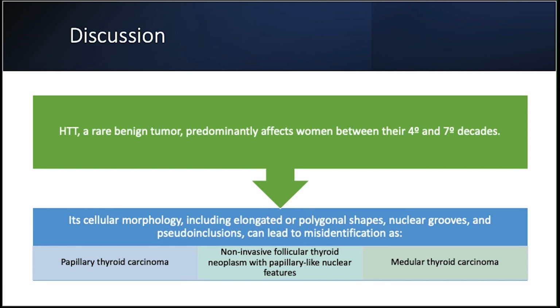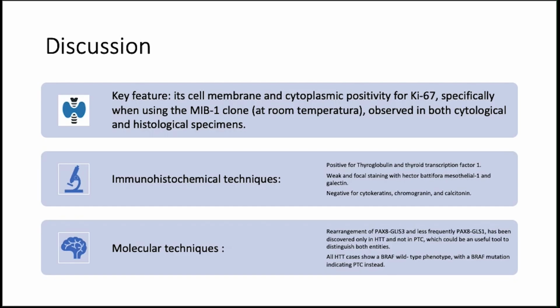Hyalinizing trabecular tumor, a rare benign tumor, predominantly affects women between their 4th and 7th decades. Its cellular morphology, including elongated and polygonal shapes, nuclear grooves, and pseudo-inclusions, can lead to misidentification as papillary thyroid carcinoma or non-invasive follicular thyroid neoplasm with papillary-like nuclear features, while the background hyaline material might be mistaken for medullary thyroid carcinoma.